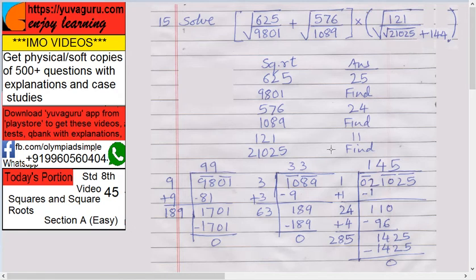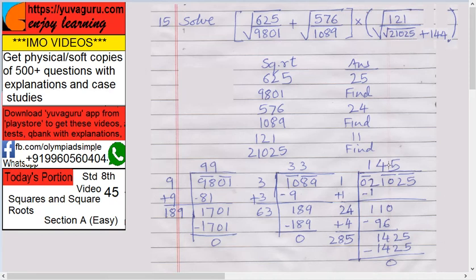Whichever is easy, we'll write directly. Like 625, it's easy, 25. Okay, 25 into 25 is 625. 9801, we don't know, we'll have to find. 576, it's 24. 1089, we'll have to find. 121, it's 11. 21025, we'll have to find. And this 144 I have not written because it's already 12, we know. So three we have to find.